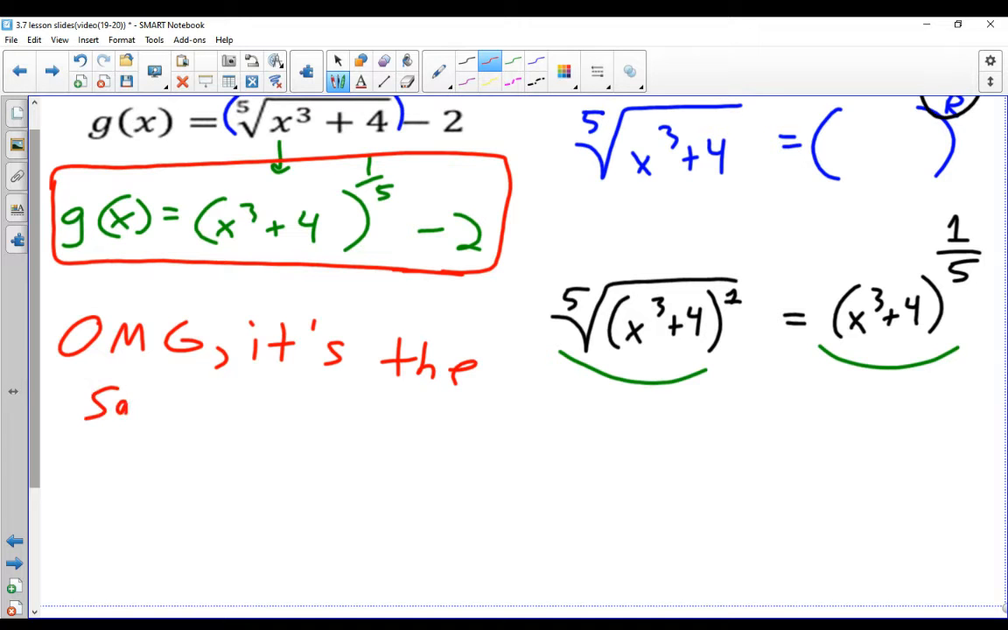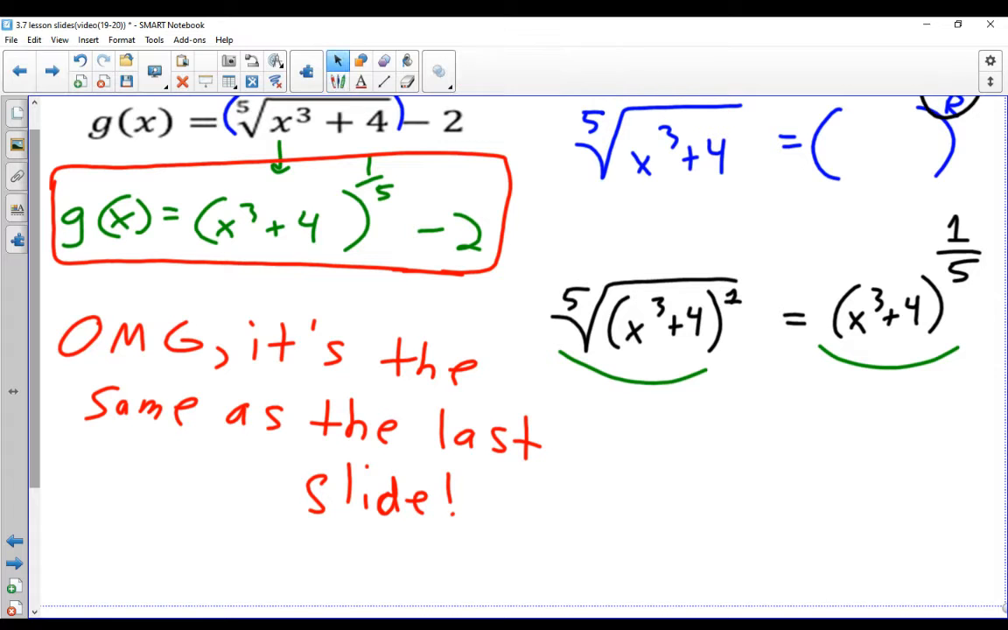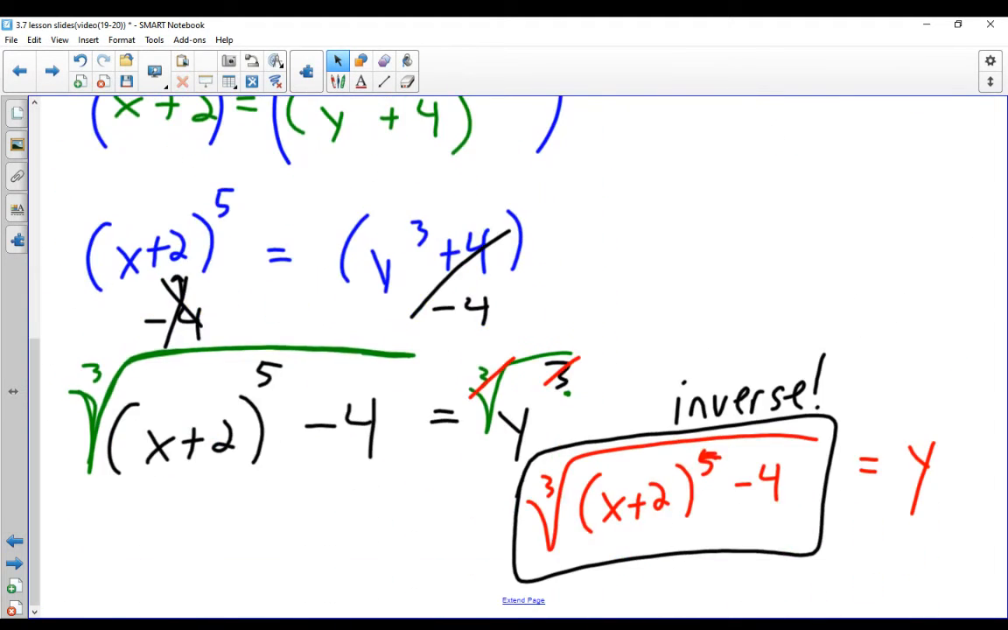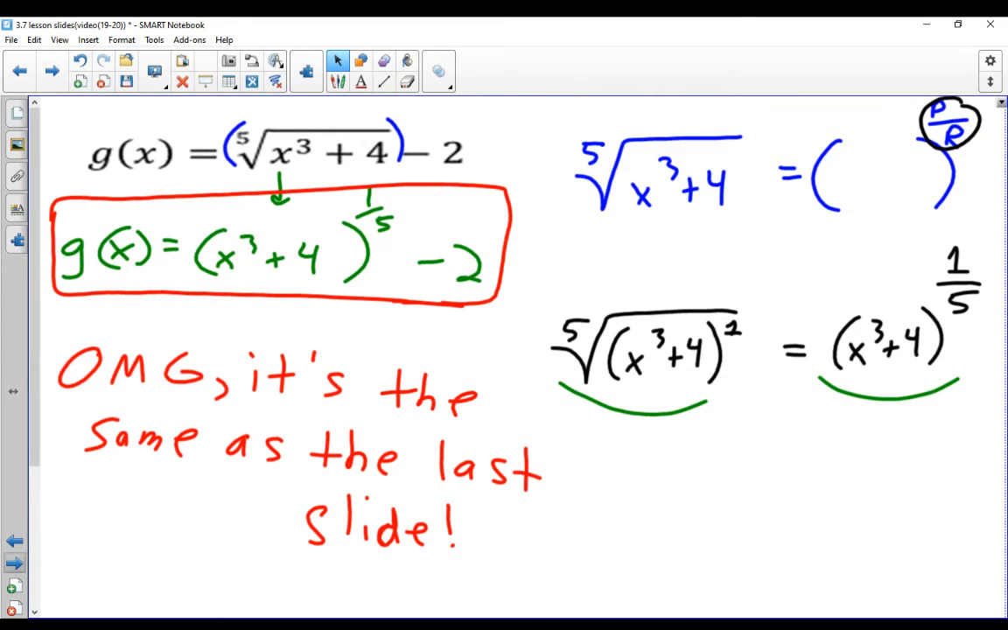Just going to go ahead and write that down. Oh my gosh, it's the same as the last slide. Yep. So in other words, you guys know how to solve this one from here. You just did it on the previous slide, which means it's going to have the same answer, as long as you recognize that you can rewrite this fifth root as this, and then just go from there.